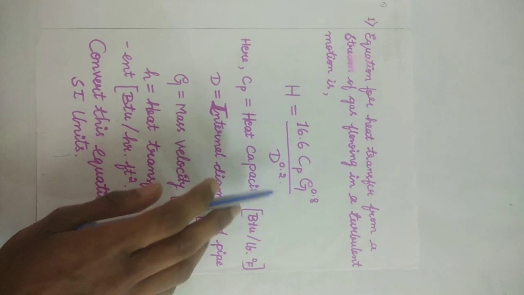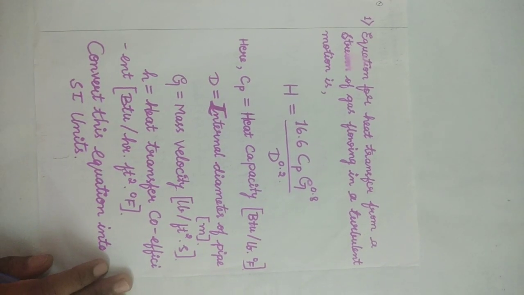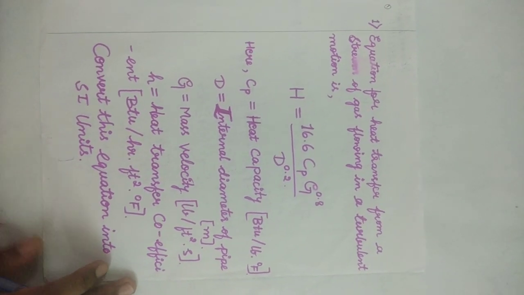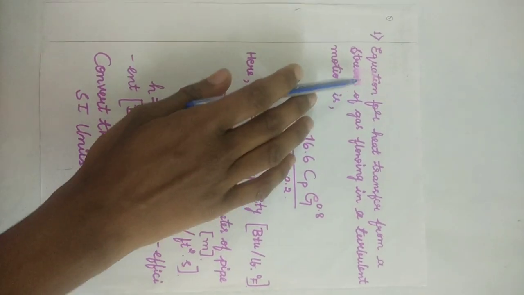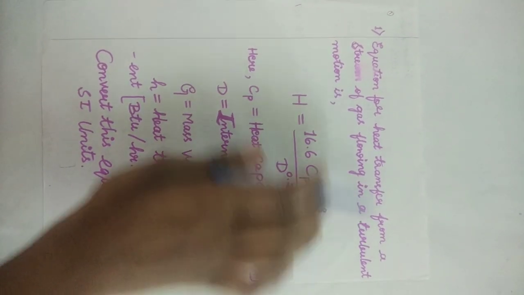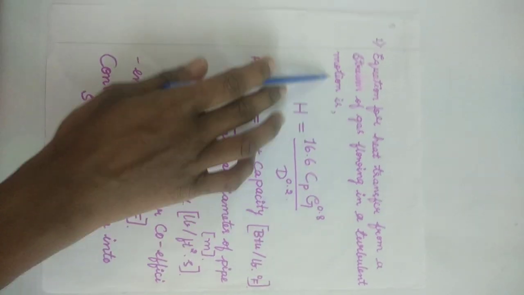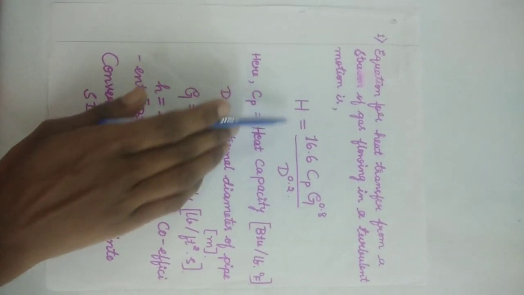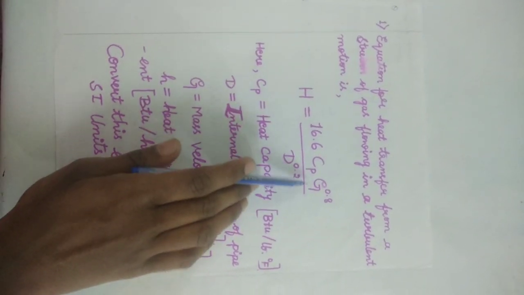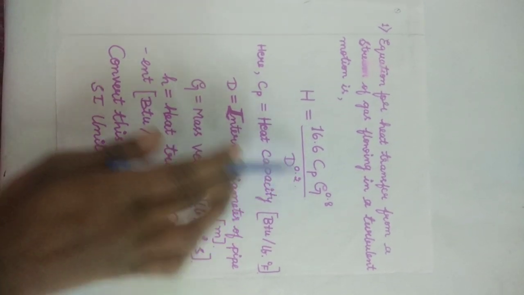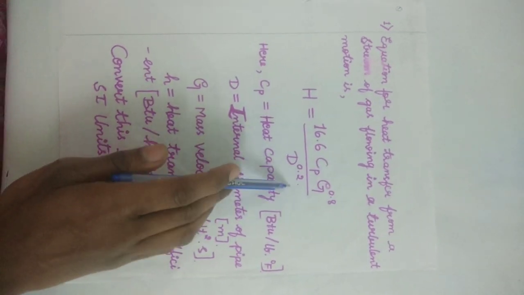So today we are seeing a numerical based on dimensional consistency. Okay, so here is the question. The equation for heat transfer from a stream of gas flowing in turbulent motion is capital H equals 16.6 into Cp into capital G power 0.8 divided by capital D power 0.2.